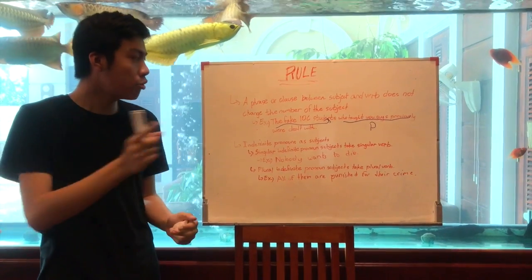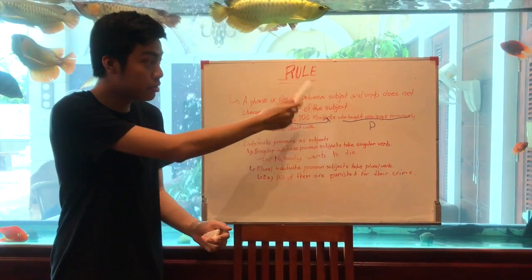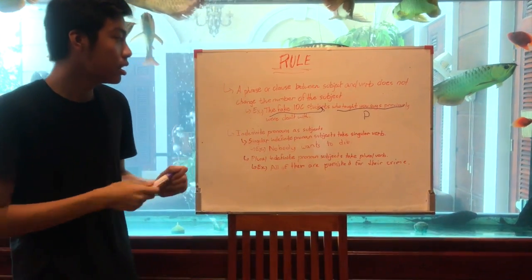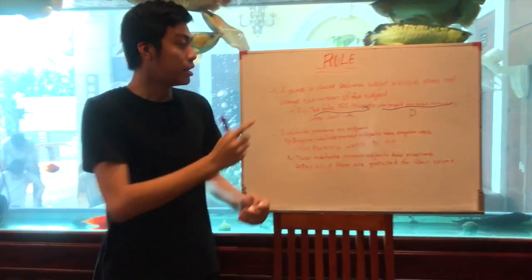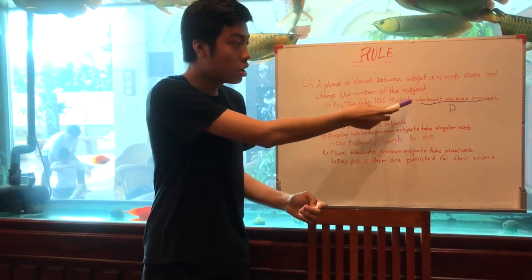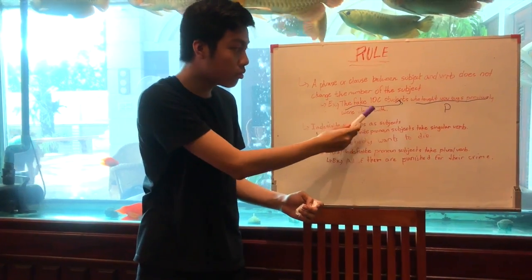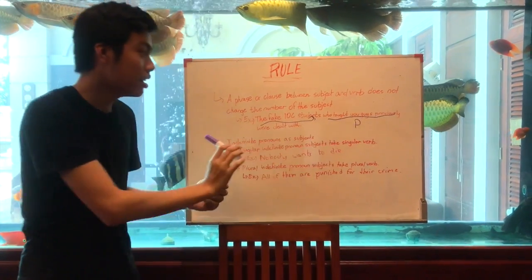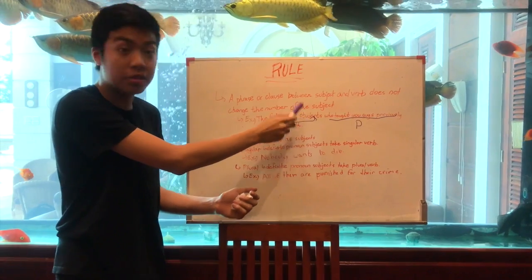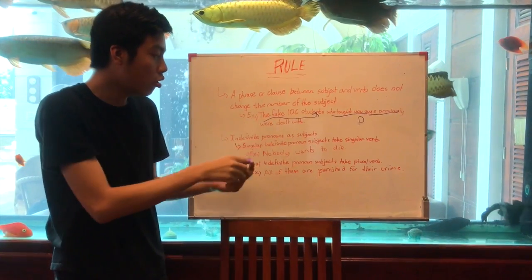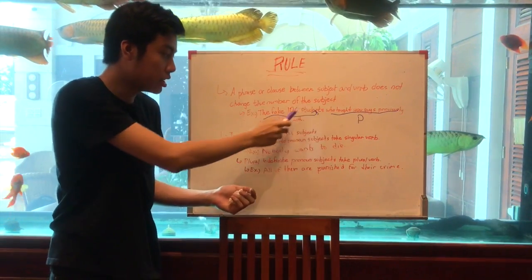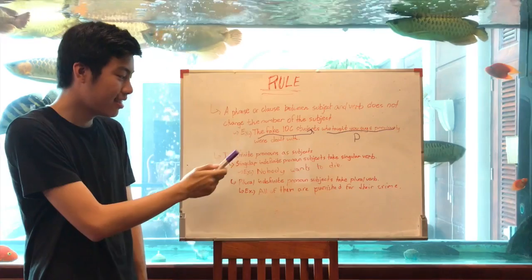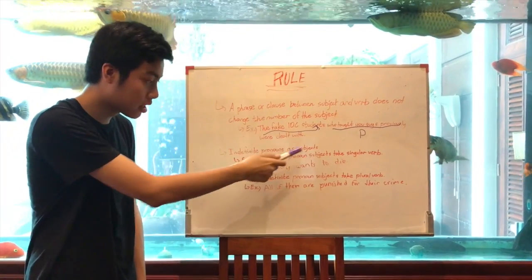First, the first rule is a phrase or clause between the subject and verb does not change the number of the subject. So, for example, the fake Tennessee students who taught you guys previously were dealt with. We ignore the phrases here, and we look at the subject, which is plural. So the verb is up to this one, which is the verb to be. So this is the verb.